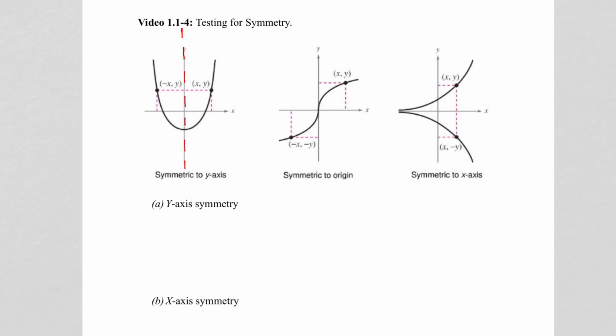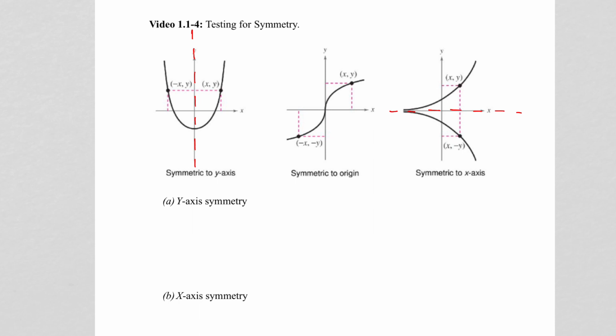Our second type is symmetric to the x-axis, and I'm jumping all the way to the right. You can see all the way to the right that the x-axis is now our line of symmetry. If we fold this graph on the x-axis, one part of the graph lands on the other. And then our third one, which is in the middle, is a graph that's symmetric to the origin. So a graph that is symmetric to the origin can be rotated 180 degrees and it will look exactly the same.